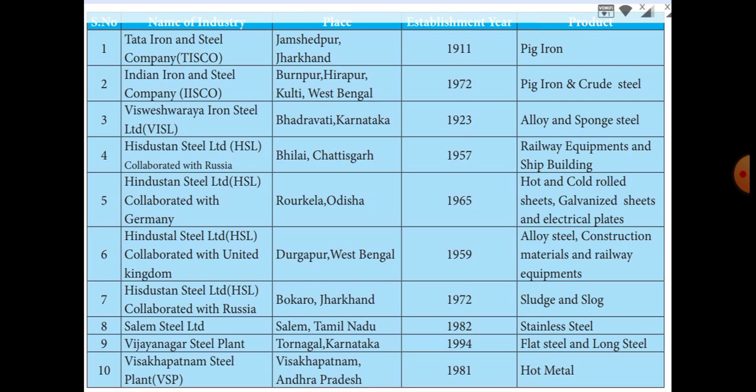Then the last one is Visakhapatnam Steel Plant. It is situated at Visakhapatnam in Andhra Pradesh. It was established in the year 1981. Some hard metals were produced through these industries. Okay, can you understand, students? These are some of the industries, where they are located, in which year they were established, and what things are produced through these industries.